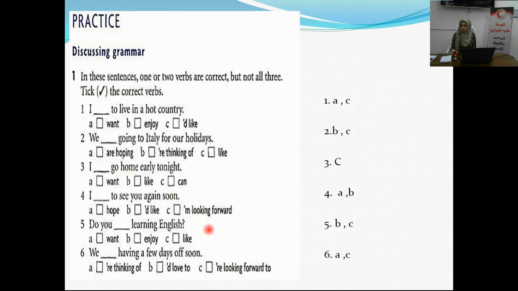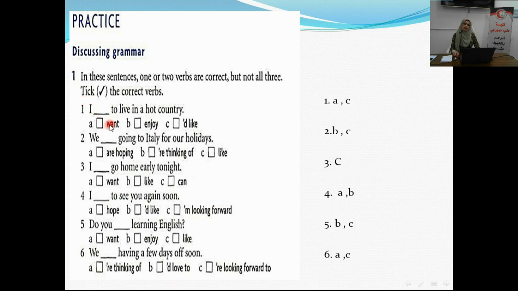Now we are going to do the practice concerning this skill. So the practice will be on page 38 in your book, and what is required here in these sentences is that one or two verbs are correct, but not all three. So each sentence has three options. We are just going to tick what can be suitable or correct for the sentence, whether it is one choice or two choices, but not all three.